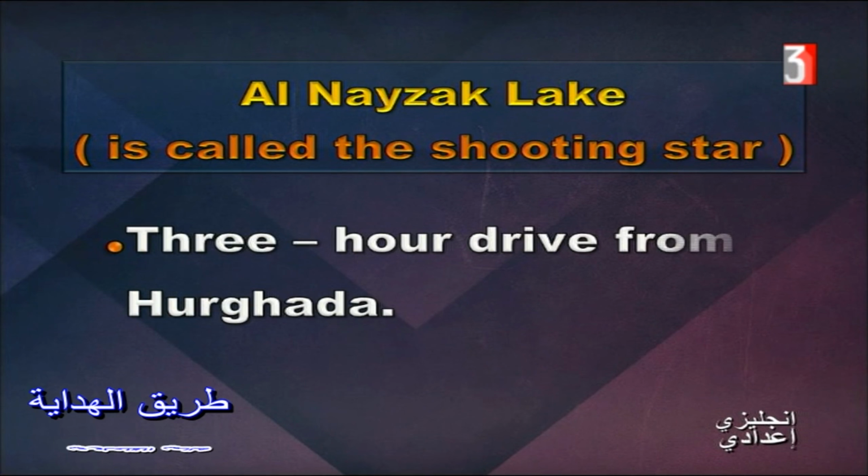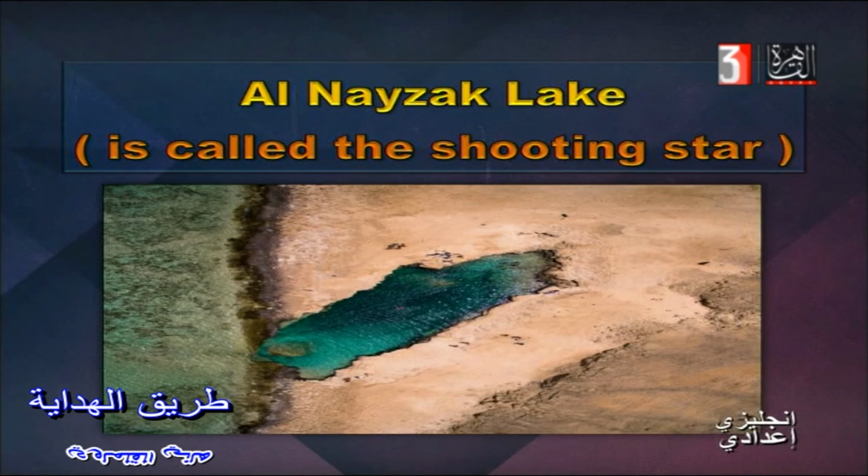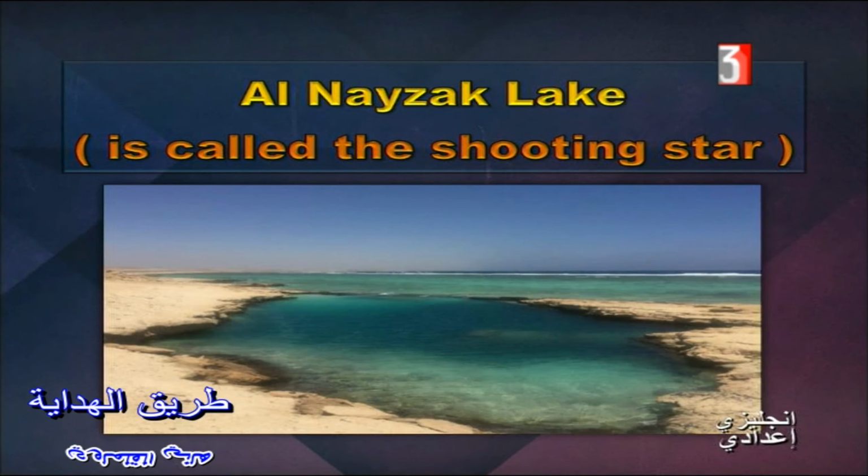Yeah. So we have another place. We have Isaac Lake. It is called the Isaac Lake by the local people. They saw that a shooting star fell to the ground and caused the Isaac Lake. Okay, it's a 3-hour drive from Hurghada, 3 ساعات قيادة من الغردقة. Yes, as you see in the photo, it's a very nice place that attracts tourists.